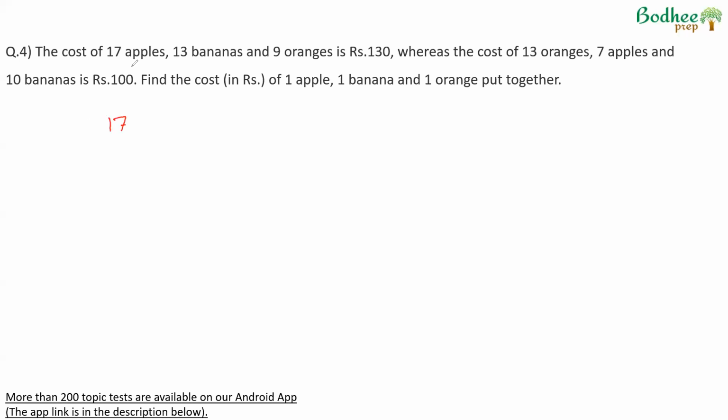Let the cost of one apple be A, one banana be B, one orange be O. 17 apples plus 13 bananas plus 9 oranges cost 130 rupees, whereas 13 oranges plus 7 apples plus 10 bananas cost 100 rupees. We have to find the cost of one apple, one banana, one orange.